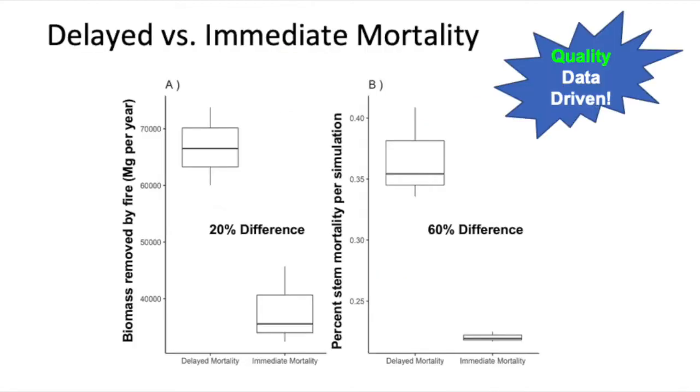Here we're looking at the differences between delayed and immediate mortality when we're looking at just the biomass that's removed from the fire in the model. If we incorporate delayed mortality, we're actually getting a 20% difference in the biomass removed across the entire landscape, just incorporating the effects of delayed mortality. And if we're looking at the actual stem mortality, you get a 60% difference in what we're seeing across the area.